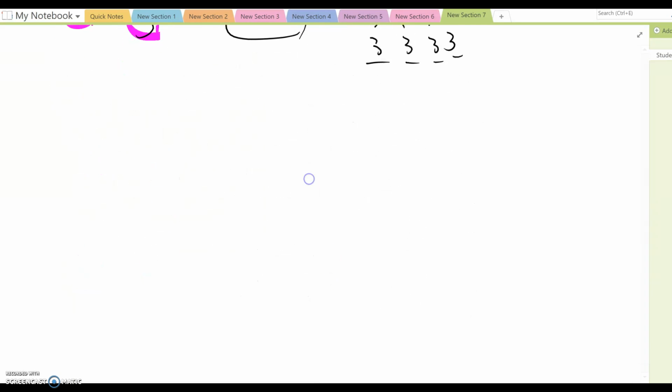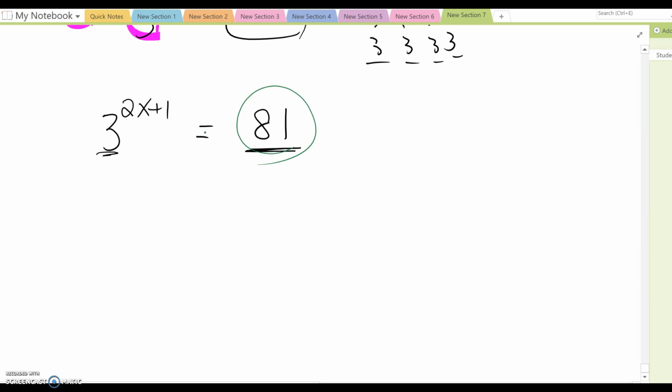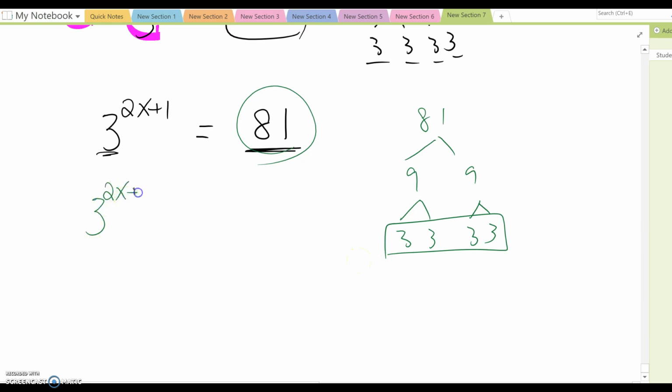And then what about this case? Maybe 3 to the 2x plus 1 equal to 81. Whenever you do this, you need to think whether this value is this base to some power. That means you are finding its prime factorization, and we want to see that first. So 81 means 9 times 9, and 3 times 3 and 3 times 3. So this becomes 3 to the 4th power. So 3 to the 2x plus 1 equal to 3 to the 4th power.